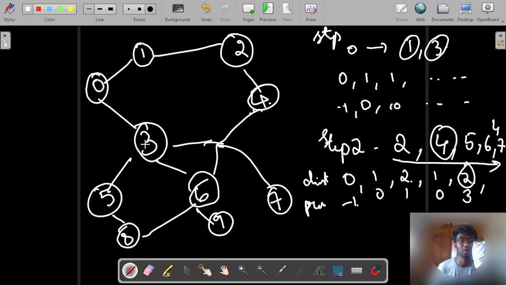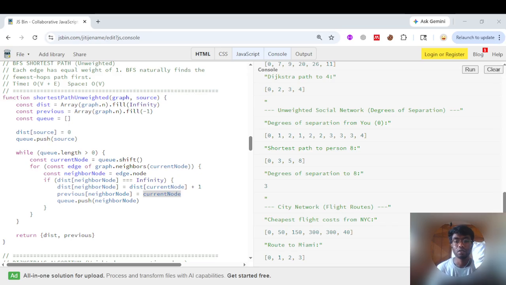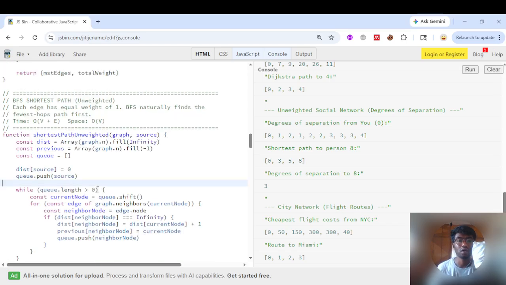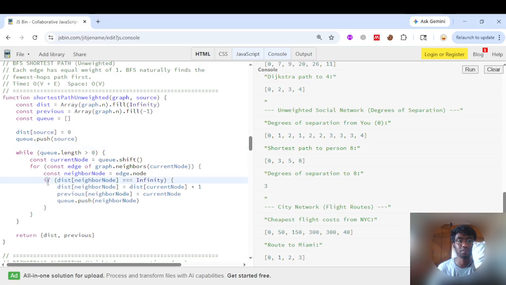Similarly, all the nodes in this array will be explored, and it will only calculate for the unique set of nodes which don't have a distance. Once the distance is calculated, it will be the shortest value. That's something the algorithm takes care of, right? So with this understanding, I will again switch to JS Bin. Here, as I said, this is a condition which checks whether a node is visited or not.